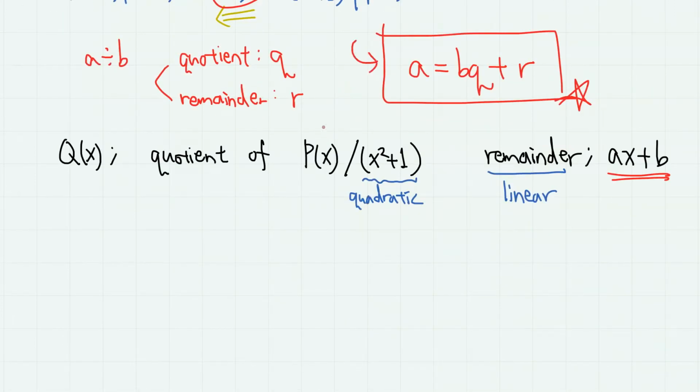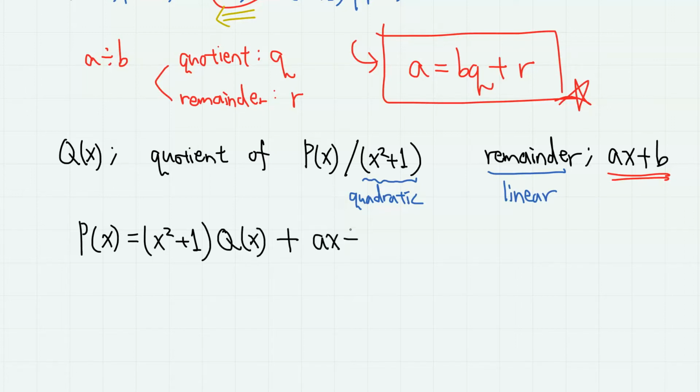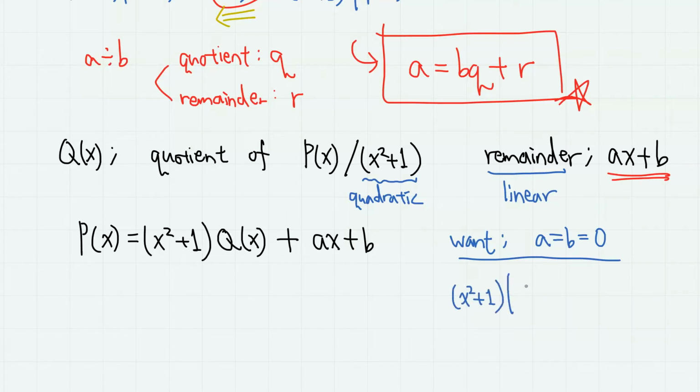Then if we write in this form, we have p(x) equals x squared plus 1 times quotient q(x) plus remainder ax plus b. Now we want to show that p(x) is divisible by x squared plus 1, so we want to show that a and b are both zeros. And in order to do so, we have to use the fact that x squared plus 1 divides p(x squared).